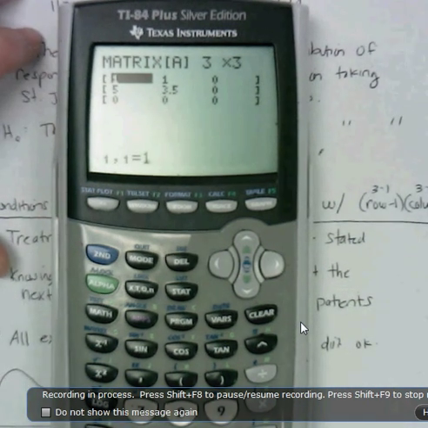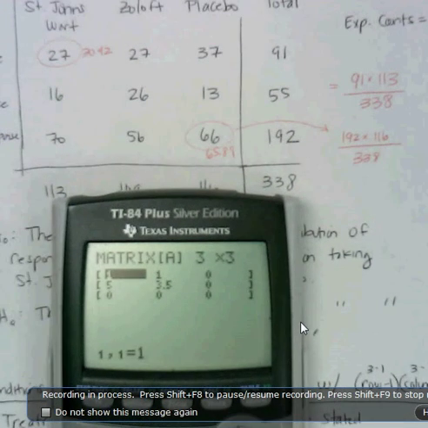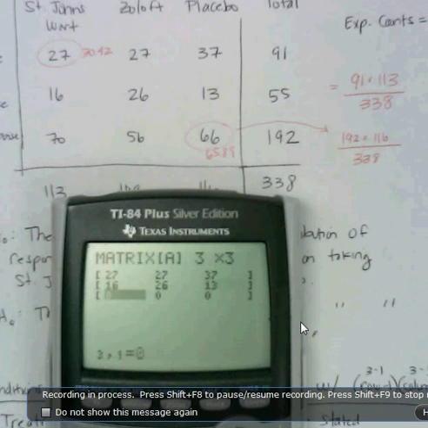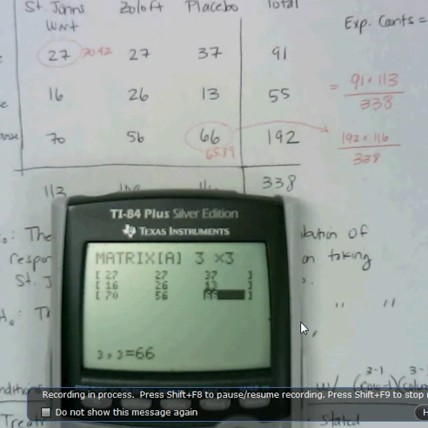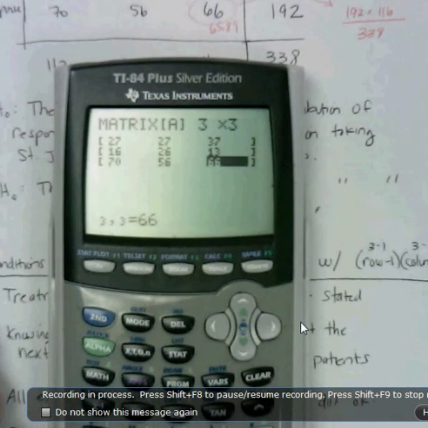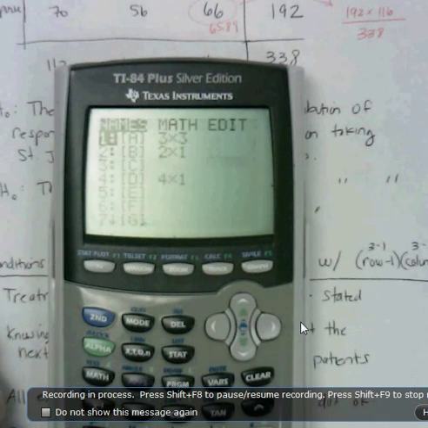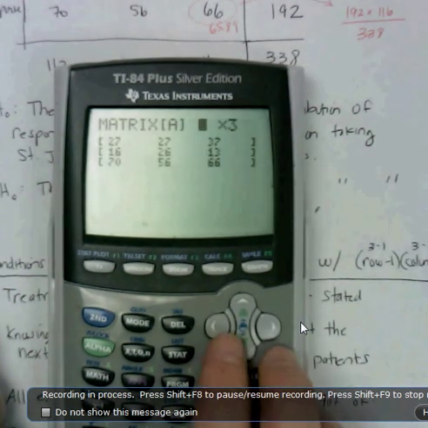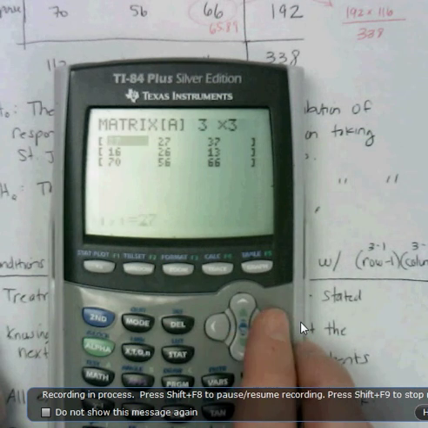I'm going to enter the original matrix: 27, 37, 16, 26, 13, 70, 56, and 66 in my calculator. Make sure you, second matrix, arrow yourself over to edit, press enter, 3 by 3, and just enter your original matrix.